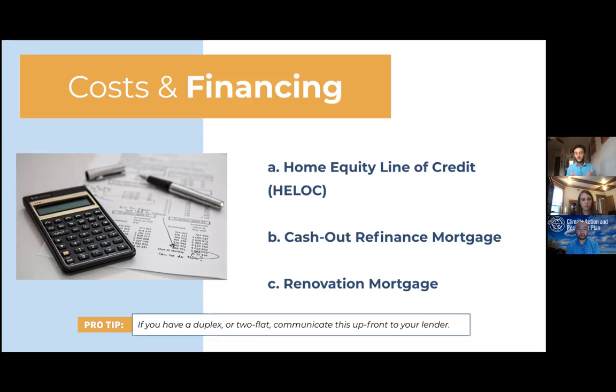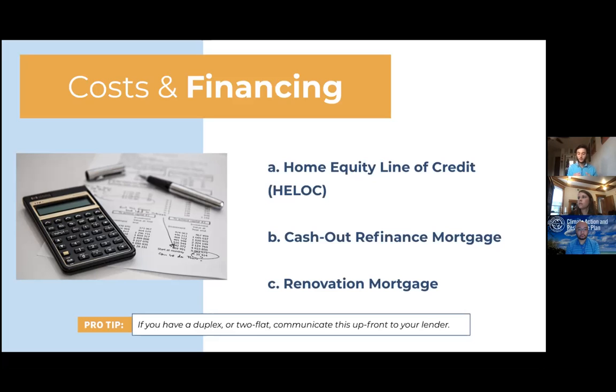With a cash out refinance mortgage, you convert a portion of the existing equity in your house into cash, and then you start a new mortgage with a higher principal balance due on the mortgage because you pulled some out in cash to, in this case, pay for the construction of the ADU.